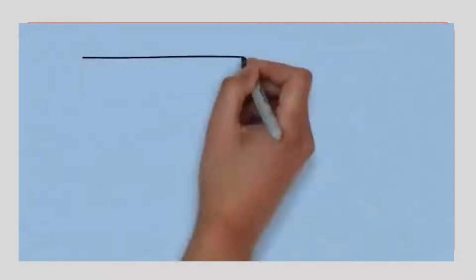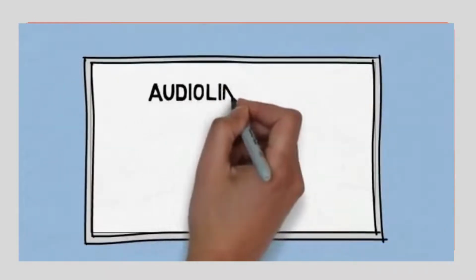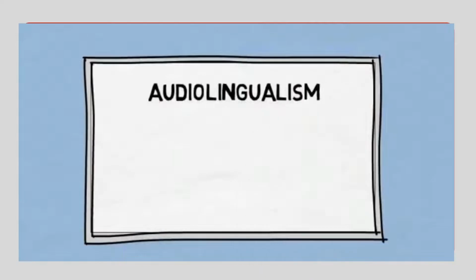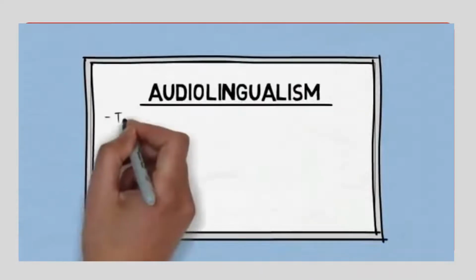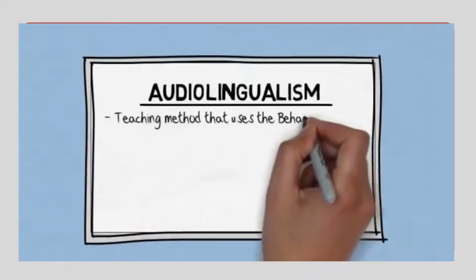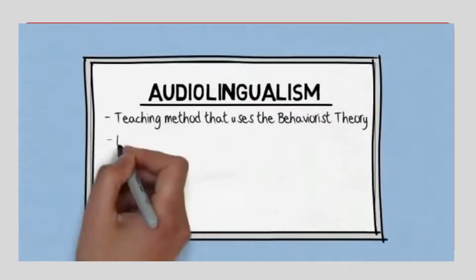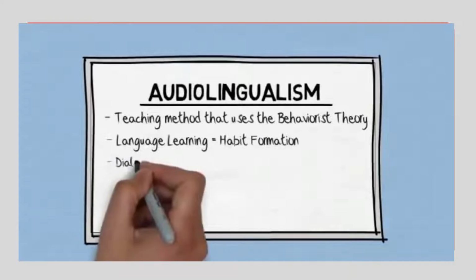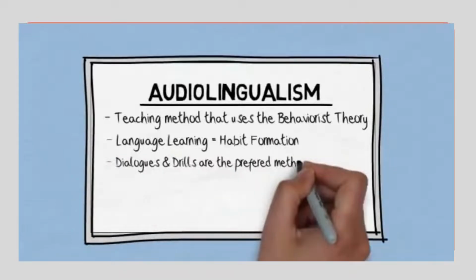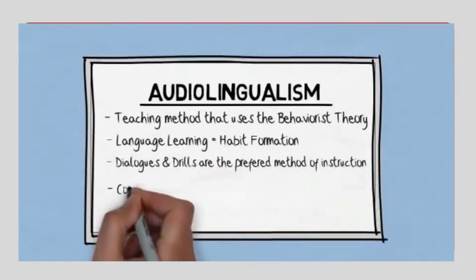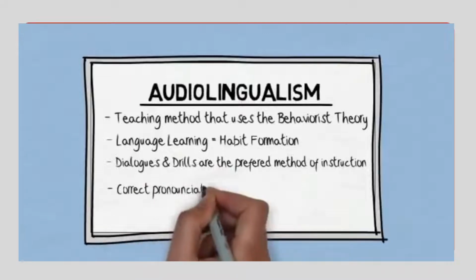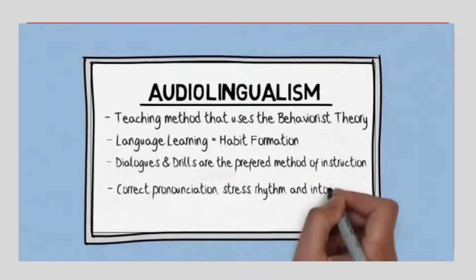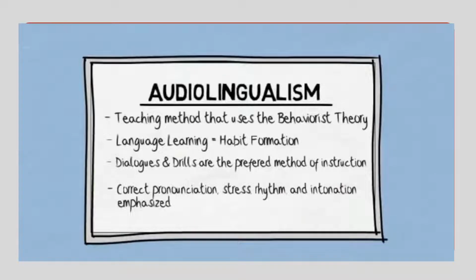So, with this in mind, we can take a brief look at audiolingualism, which is the teaching method that originated from the behaviorist theory and focused on language learning as mere habit formation. Because behaviorists and supporters of audiolingualism viewed language learning as habit formation, dialogues and drills formed the basis of learning. Dialogues were used for repetition and memorization, and correct pronunciation, stress, rhythm, and intonation are emphasized.